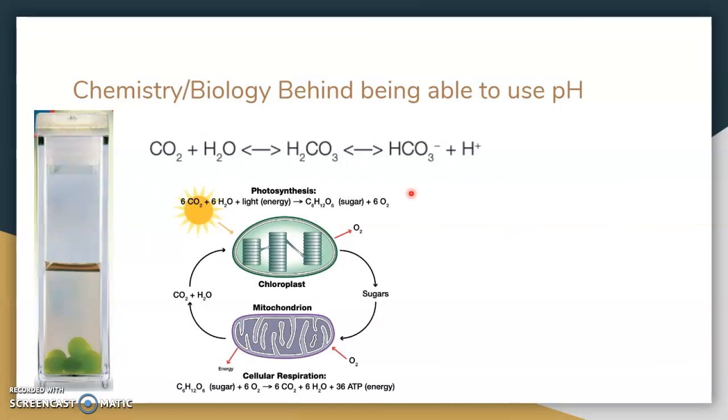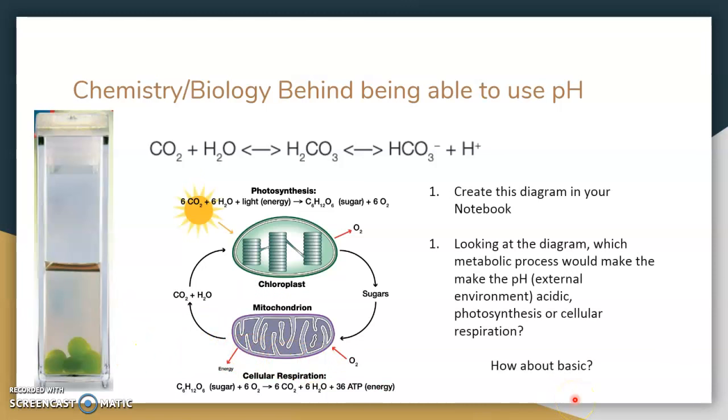So now just take a second and think about which process would allow more CO2 to end up in the liquid. Would it be photosynthesis or cellular respiration to have CO2 leave the algae beads and go into the liquid? And then vice versa, think about what scenario would allow CO2 to leave the liquid and go back into the algae beads? And how would this affect pH?